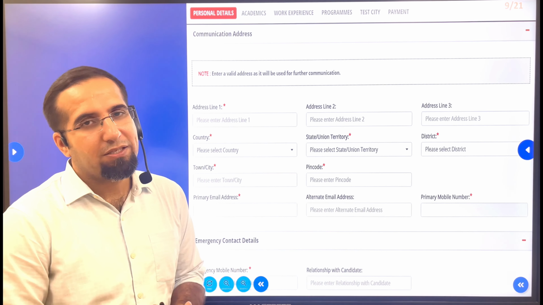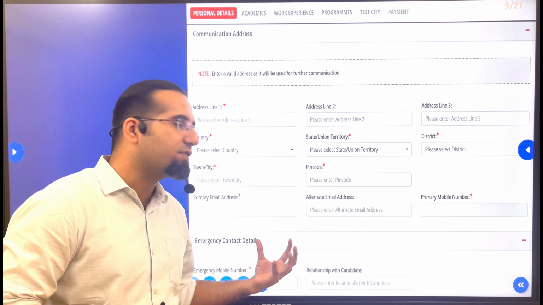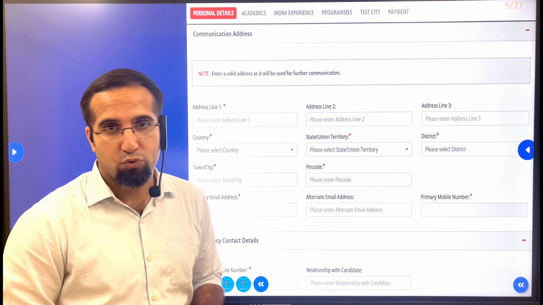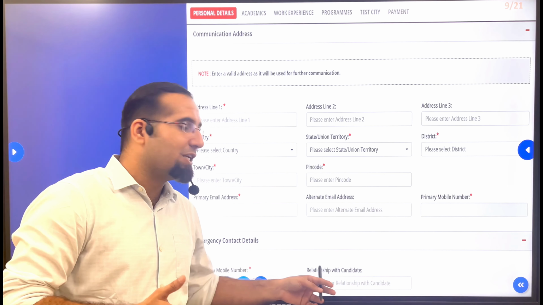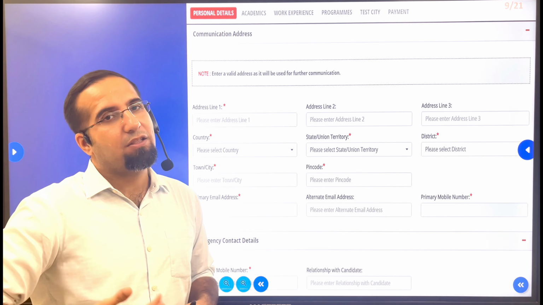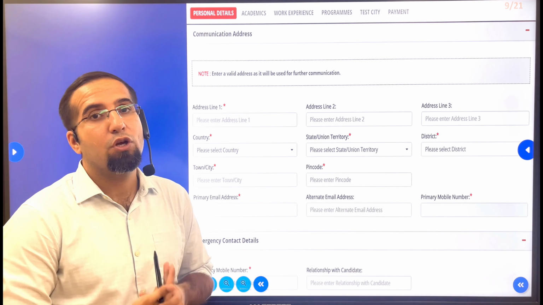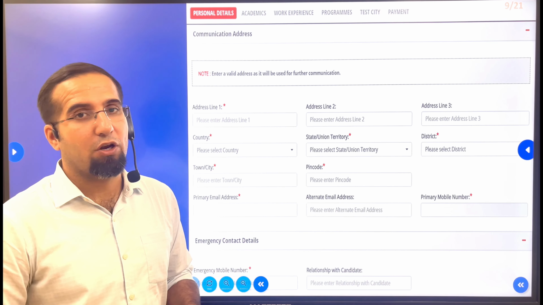My sincere advice: please ensure that you give the number of your parents, or at least not a friend who is also writing CAT along with you. You never know what the emergency would be to contact the required person. So please ensure you give the number of a person who is not writing the CAT examination along with you.